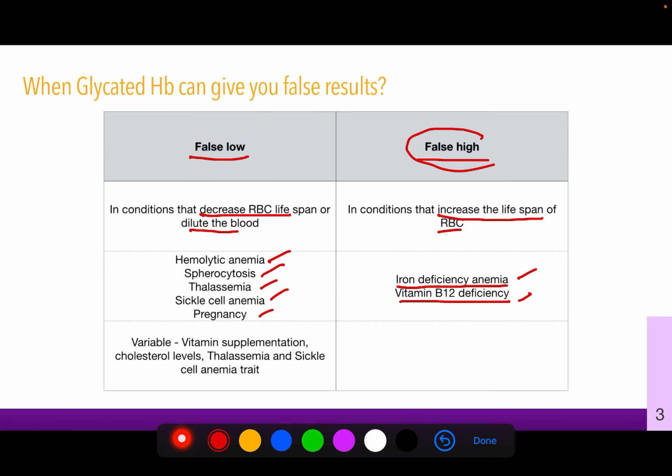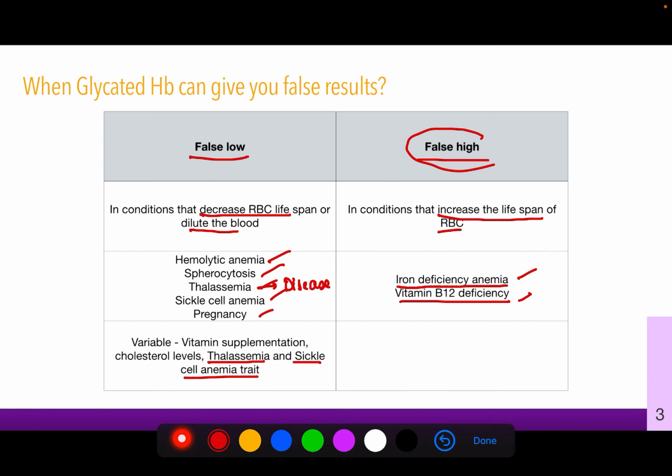Then if you look at thalassemia and sickle cell anemia in different books, some books will say it will show falsely high glycated hemoglobin, and some books will say it will show falsely low glycated hemoglobin. Don't be confused by that. Remember, if it's a proper disease where the lifespan of RBCs has reduced, then it will show false low glycated hemoglobin. On the contrary, if it's a trait, it's not a proper disease. There is a concept called thalassemia trait and sickle cell trait. This can be variable. You cannot predict if it's showing false low or false high.